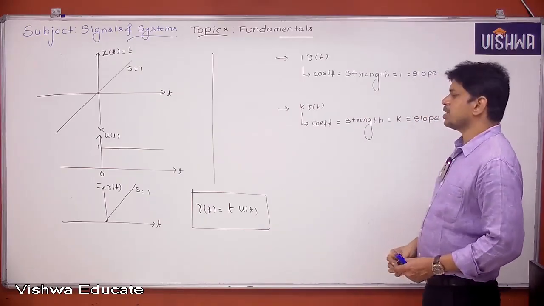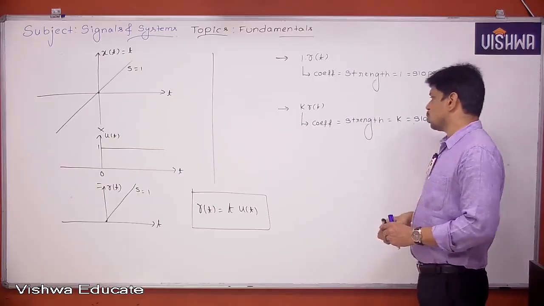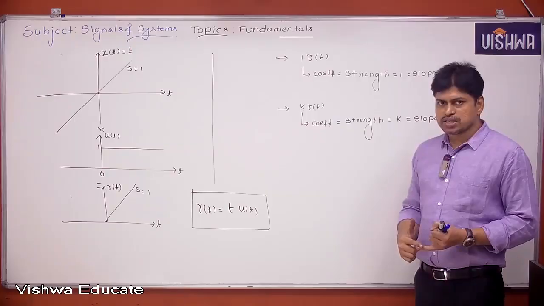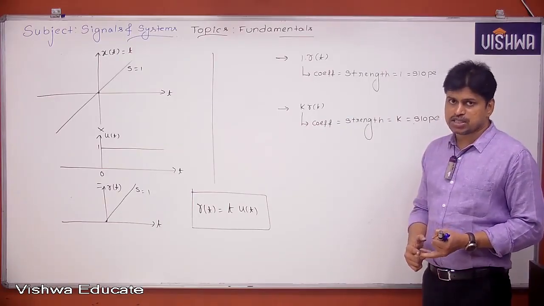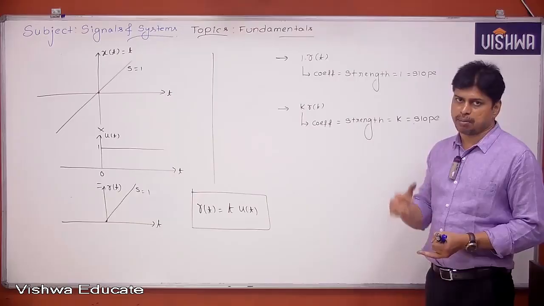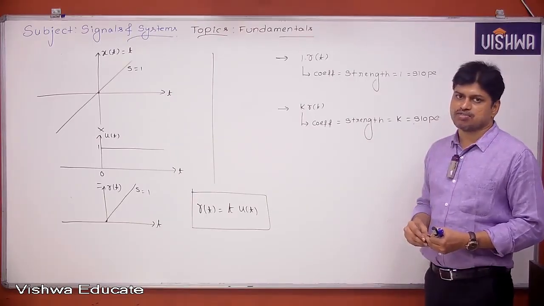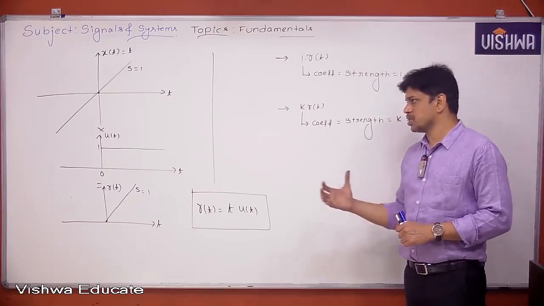The coefficient in a ramp function, or the strength of the ramp function, is in the form of slope. So I am telling you again. For an impulse function, strength is in the form of area. For a step function, strength is in the form of amplitude. And for a ramp function, strength is in the form of slope. So this is very important to remember. Okay, make a note.